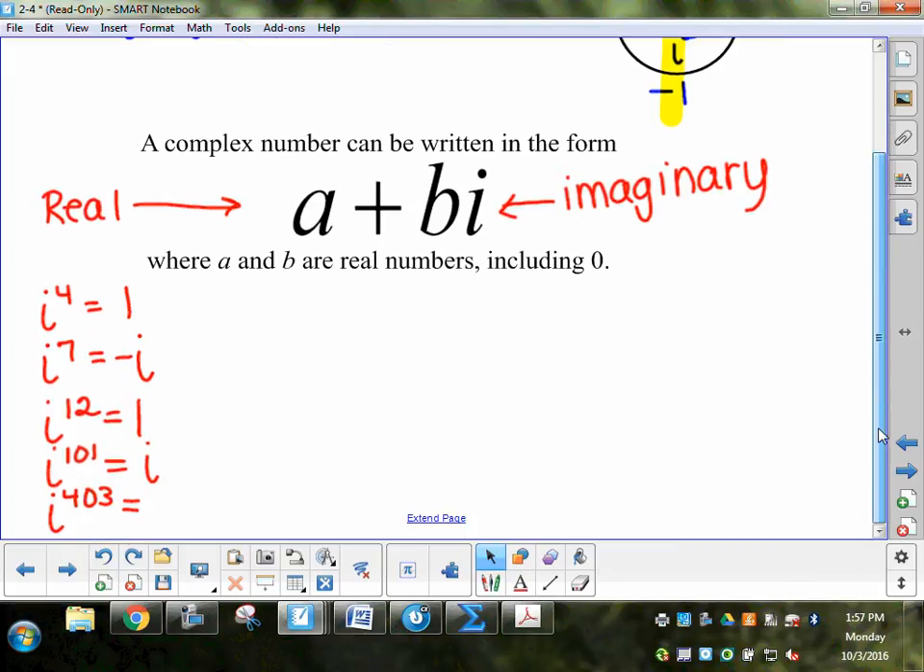How about the next one, I to the 403rd power? These again are calculator free, and by now we hope that these should be easy. If you need to use the calculator to find the nearby multiple of 4, that's fine, but let's go through and make sure we're getting it. What do you want to say? That's terrific. What multiple of 4 did you get? You could have done 400, and how many more did you go? 3. So this is the same as I to the 400th, and then 3 more, so I to the 3rd, which is negative I.